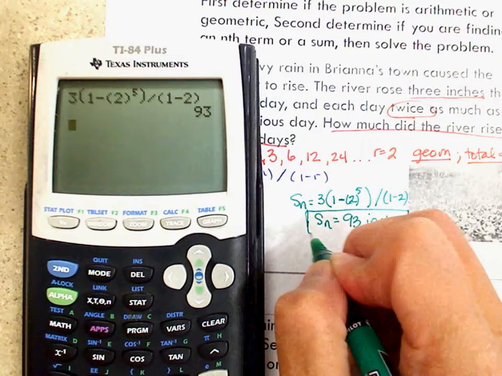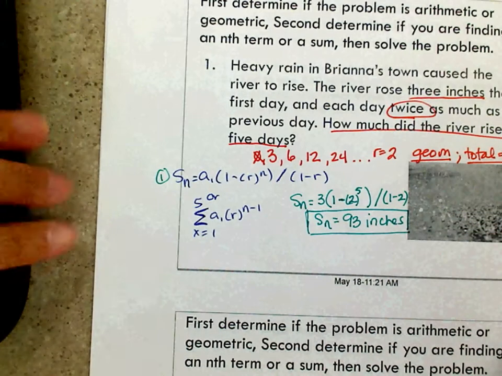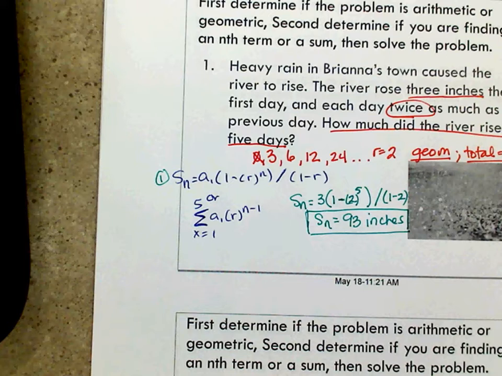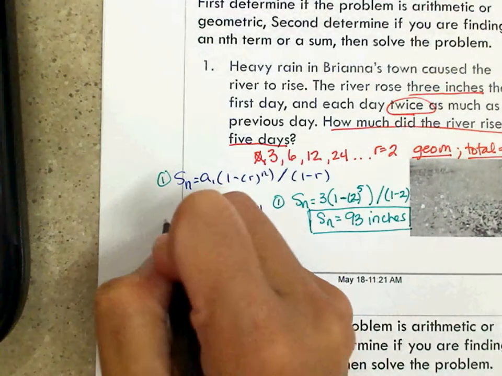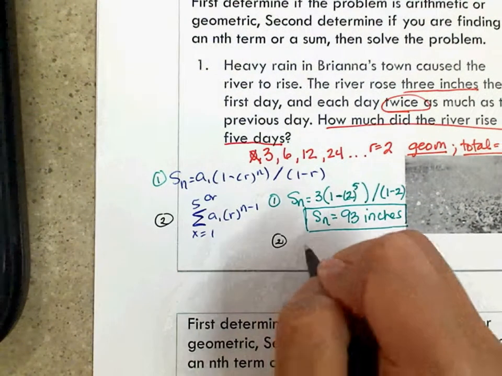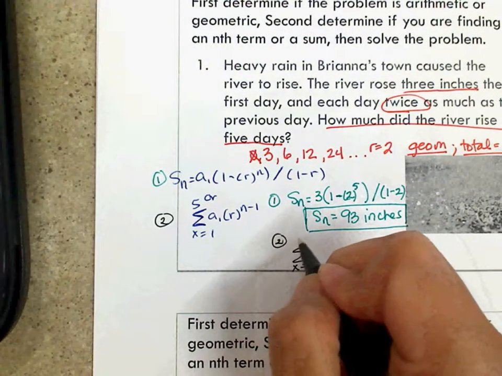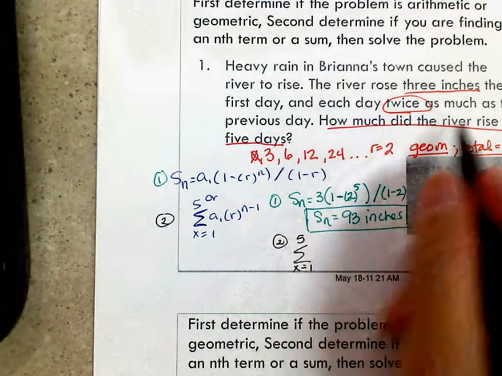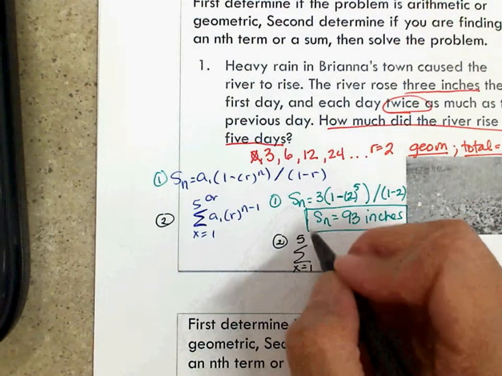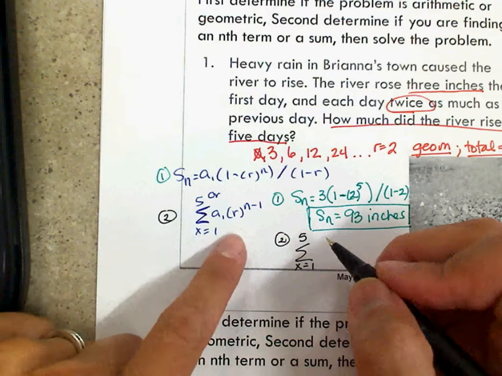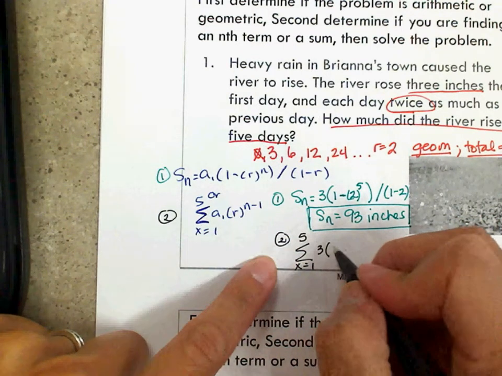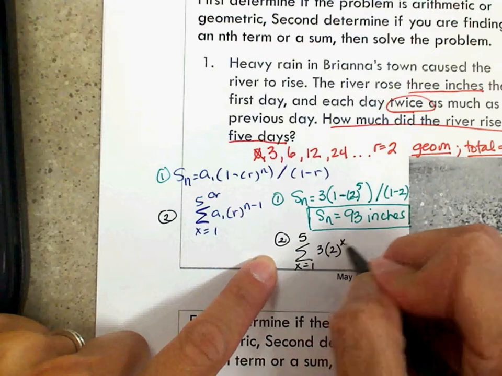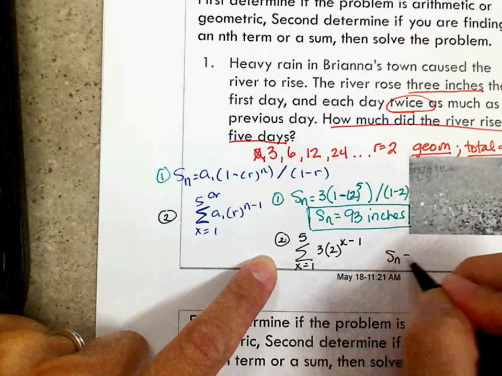So there's one method. Let's do the other method and see if we get the same answer. All right, I'm going to use the sigma, so that's method 1. Now I'm going to use this second method, method 2. X equals 1, n is 5 because it says how much it rises in 5 days. Geometric explicit formula is 3 times your r, which is 2, to the x minus 1. All right, let's see what we get when we type that in.